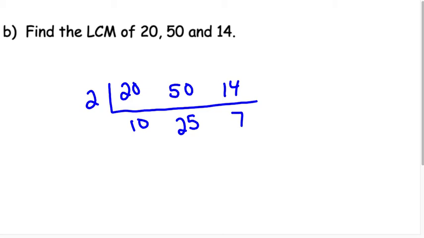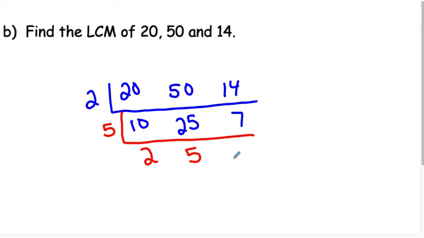Now, when you get to this point right here, there is no number other than 1 that will divide into all 3 of them. But that doesn't mean we're finished, because what we need to do now is look at 2 of them. So is there a number that goes into 10 and 25 evenly? Well, yeah, I can divide a 5 out of both of those. 10 divided by 5 is 2. 25 divided by 5 is 5.